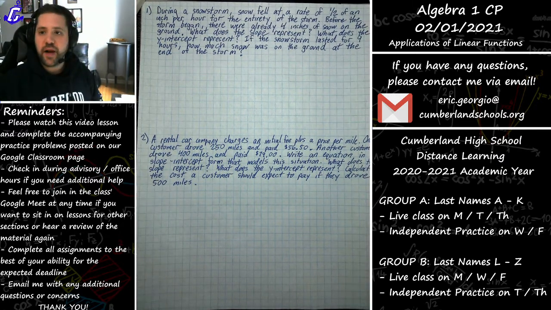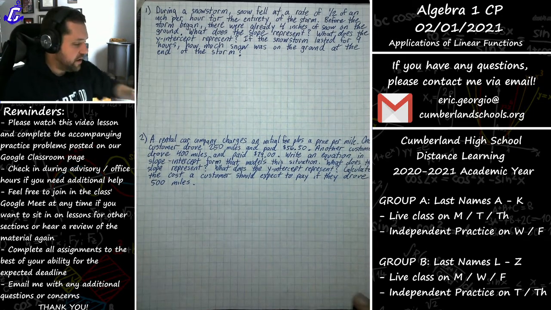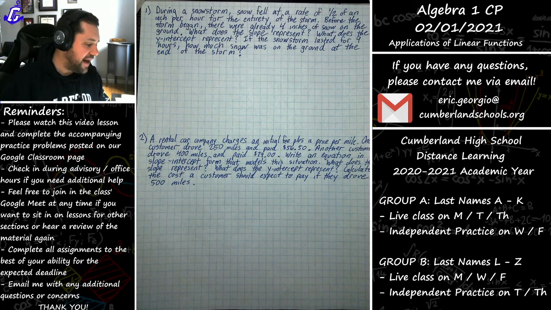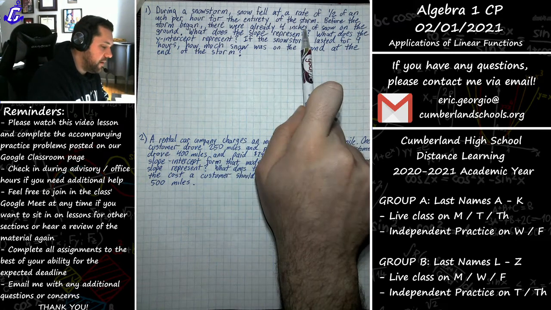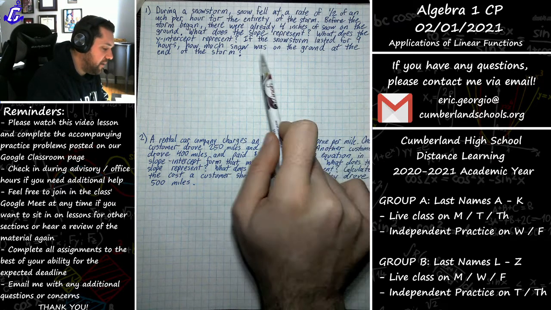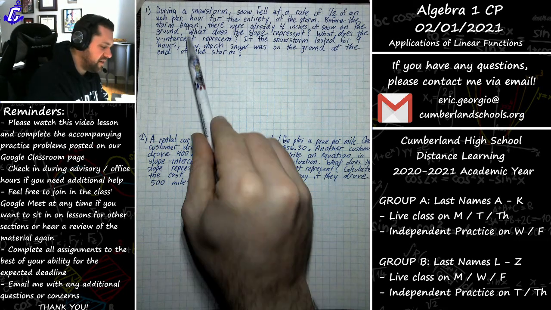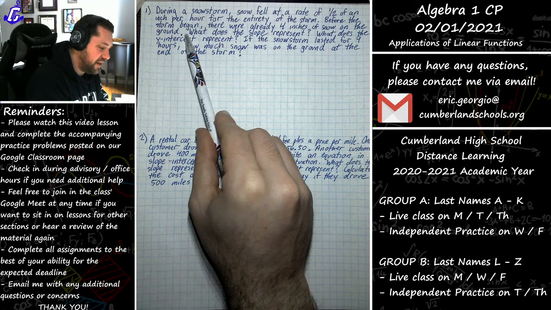So this first problem states, during a snowstorm, which is fitting because it's snowing outside right now, snow fell at a rate of ½ of an inch per hour for the entirety of the storm. Before the storm began, there were already 4 inches of snow on the ground. It wants us to make an equation of y equals mx plus b form. I think there was a sentence that probably said that here, and I think I left it out.